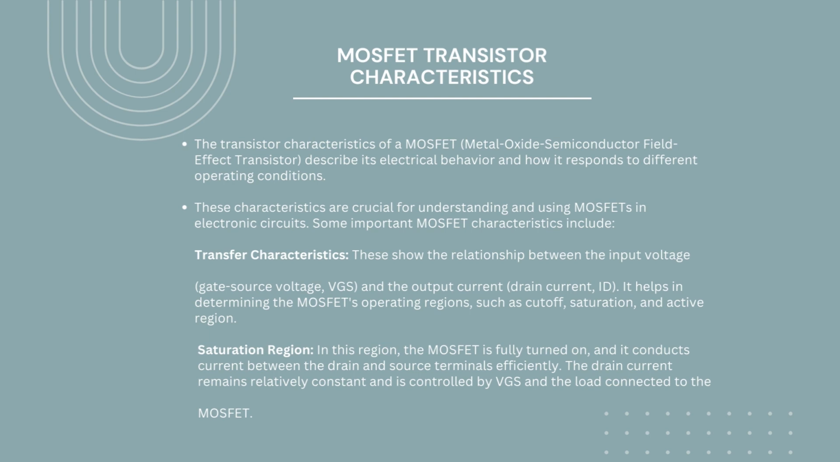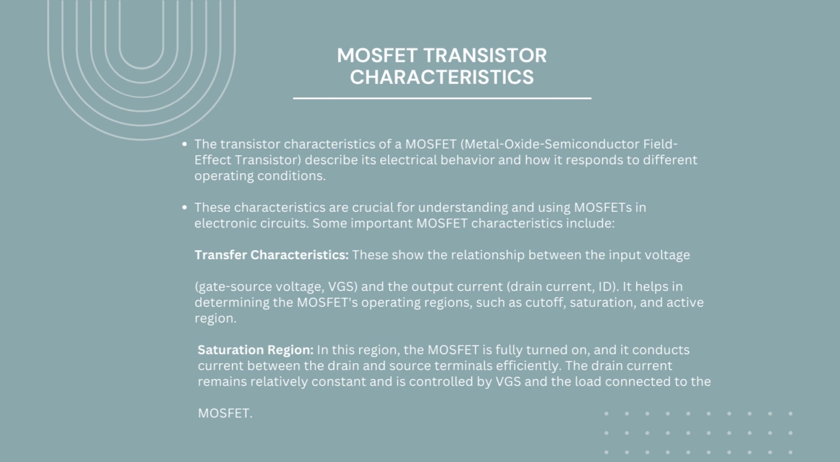Whenever we draw the transfer characteristics, it represents the relation between the input parameter, that is the input voltage, and the output parameter, that is the output current. Here the output parameter is ID, that is the drain current, and the input parameter is the gate to source voltage, or VGS. So, the transfer characteristics show the relation between VGS and ID. Here VGS will be on the x axis and ID will be on the y axis.